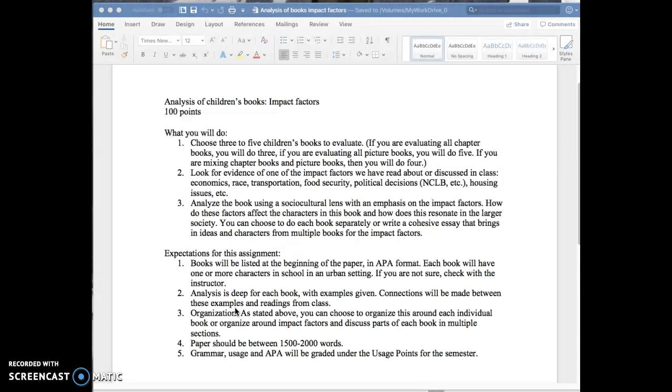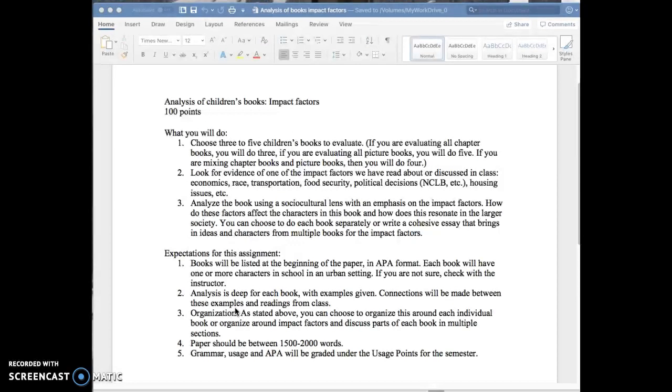How do these factors affect the characters in the book, and how does this resonate in the larger society? So are you seeing those factors in these books? So you may have to really do some searching to find books that have one or more of the factors. So then when you write your essay, you can either write about each book separately, or you can write a cohesive essay that brings together the ideas and characters from multiple books for the impact factors that you've looked at.